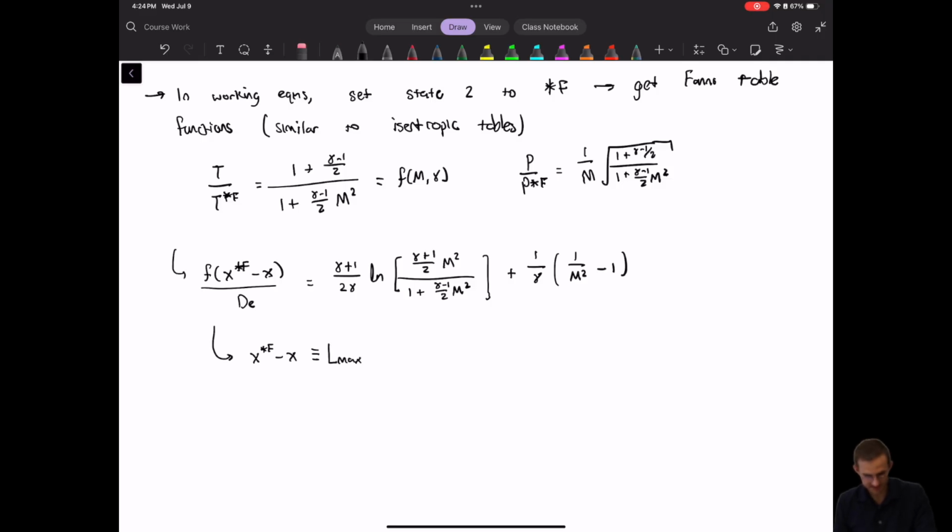And the reason that we call it Lmax is because once the flow has been accelerated to M equals 1, it cannot proceed at the same G, or mass velocity, to higher entropy, right? If it tries to follow that line any further, the entropy can no longer increase. So you've hit a limiting point.